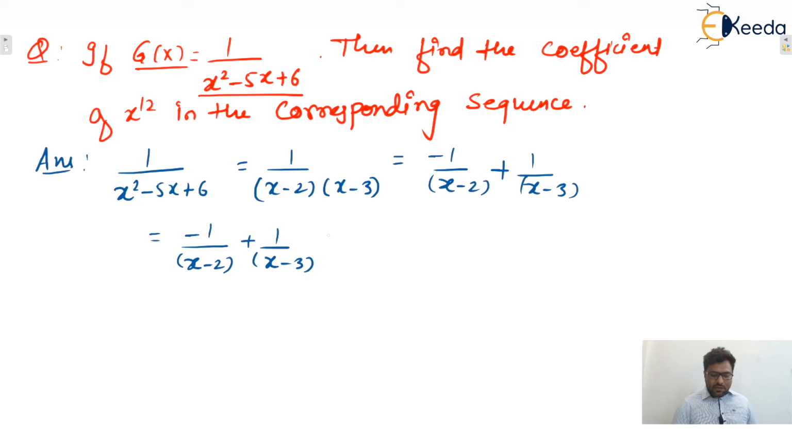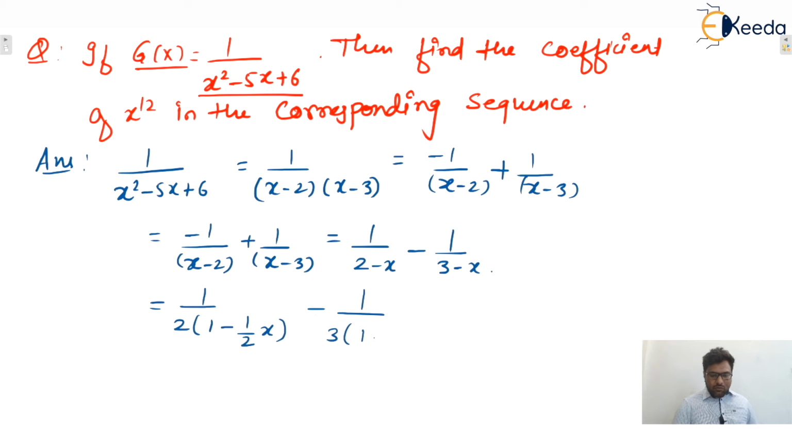Now this can be written like this: 1 upon 2 minus x, minus 1 upon 3 minus x. Now this can be written like that: take 2 as common, this becomes 1 upon 2 into 1 minus 1 by 2 into x, then minus 1 upon 3 into 1 minus 1 by 3x. We converted this into this format because this form is known to us. We have seen one generating function like that.